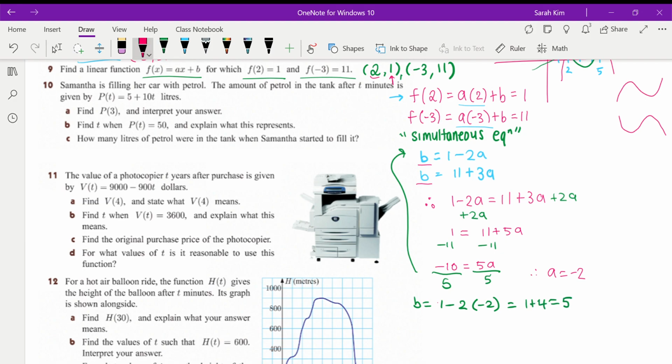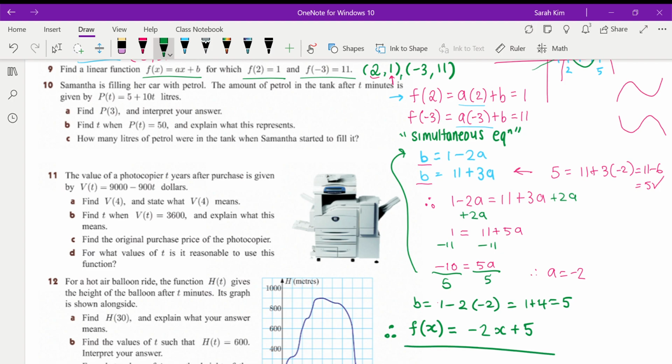Let's double check it just so I know that it's true. Let's use this function. My 5, which is my b, should equal 11 plus 3 lots of -2, which is true because it's 11 take 6, which is 5. So I know that a and b are found. Now that I've found the linear function, I just have to write it in this form. So f(x), this is my answer. Therefore, my f(x) is a, which was -2, x plus 5 for b. And that is your answer.